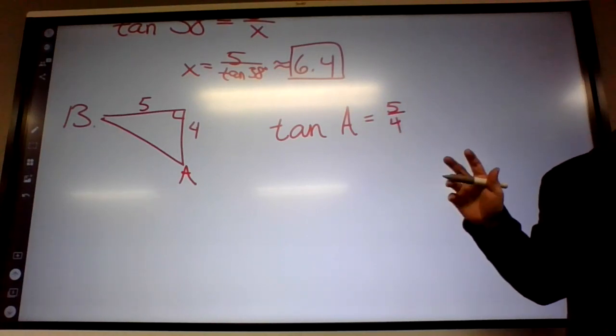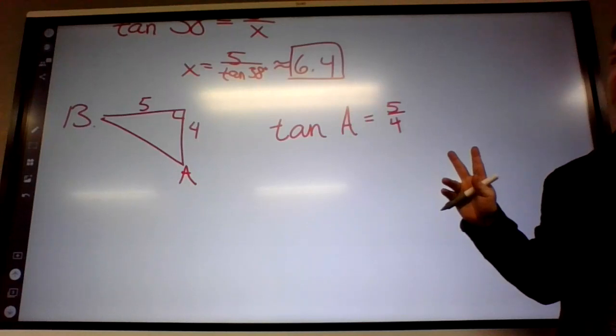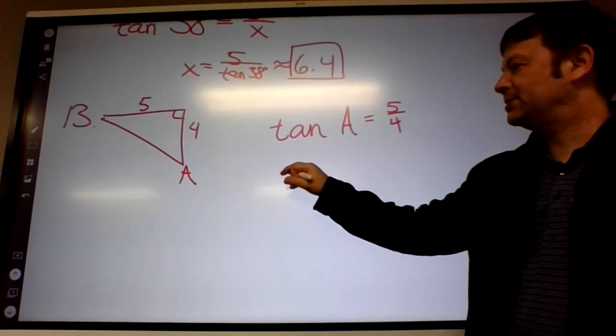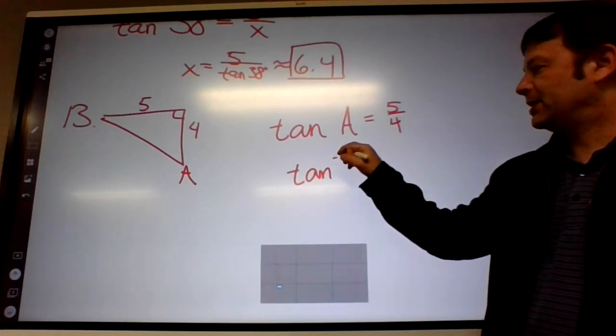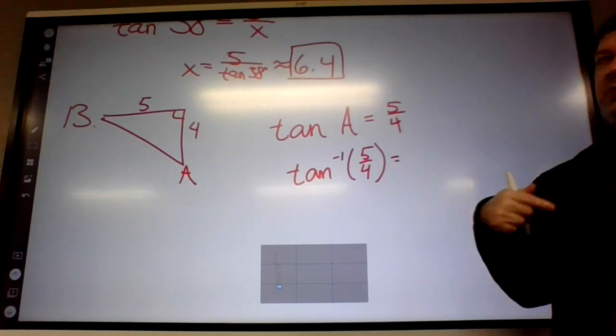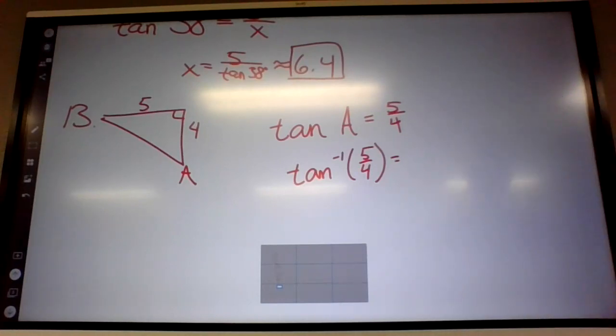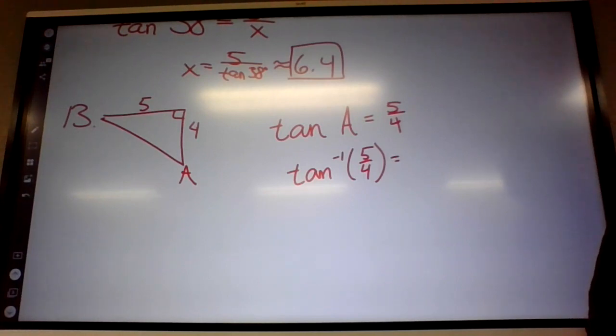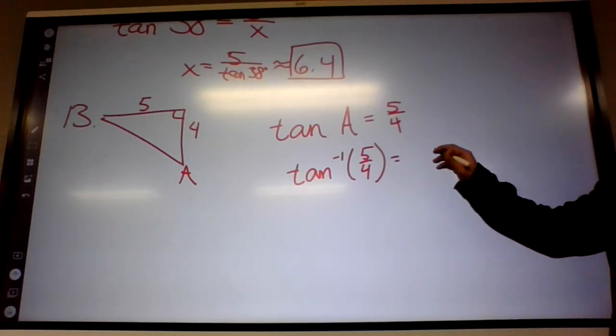About seven minutes ago we did a problem like this, so it's tangent negative one. Yes, it's called tangent inverse of 5/4. So this time it's spitting out an angle, a degree measurement. What did it come out to? 51.3.